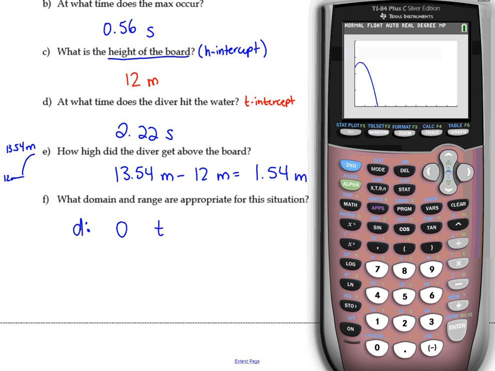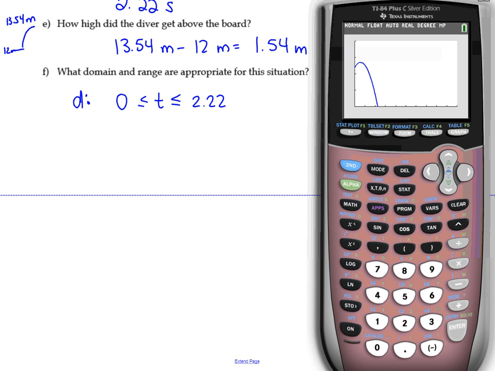So the domain is from 0 to what? Our x-intercept, 2.22 seconds. Notice how I put time instead of x in there, because the equation had time, not x. So your range for your height is between what two values? Okay, so the highest would be 13.54, your max value. The lowest height you could be, 0. So you start at 12, but you end at a height of 0, right?